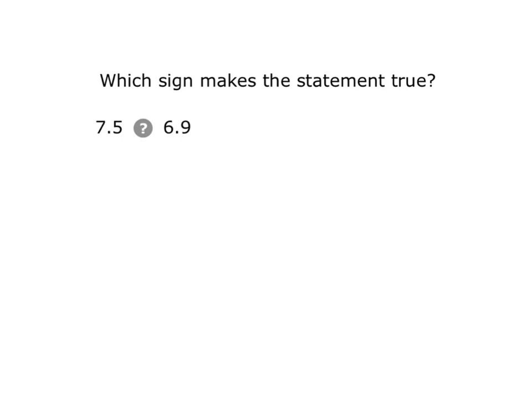We'll be using symbols like this, greater than, less than, or equal to. To figure these out, I always move place value by place value to see which number is greater. So I always start on the very left-hand side.